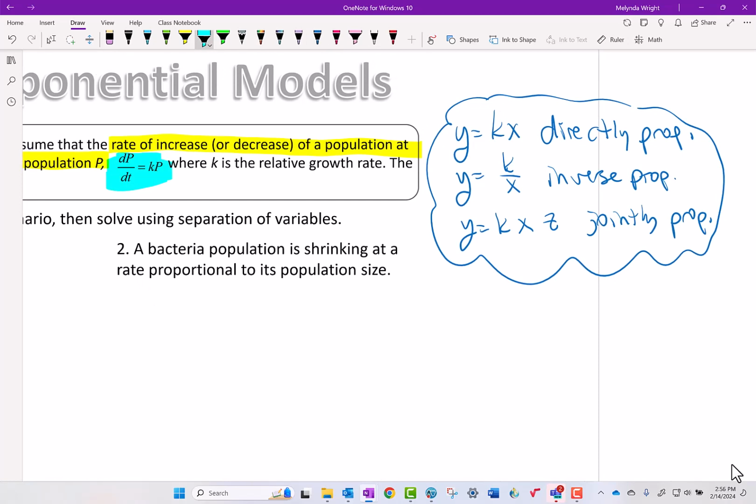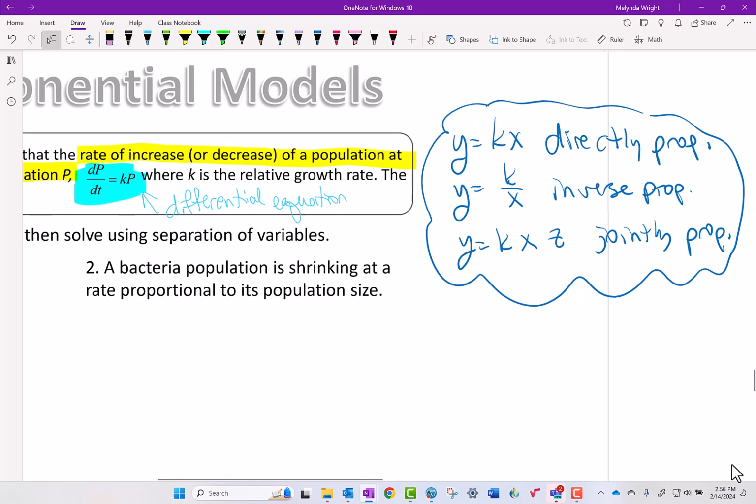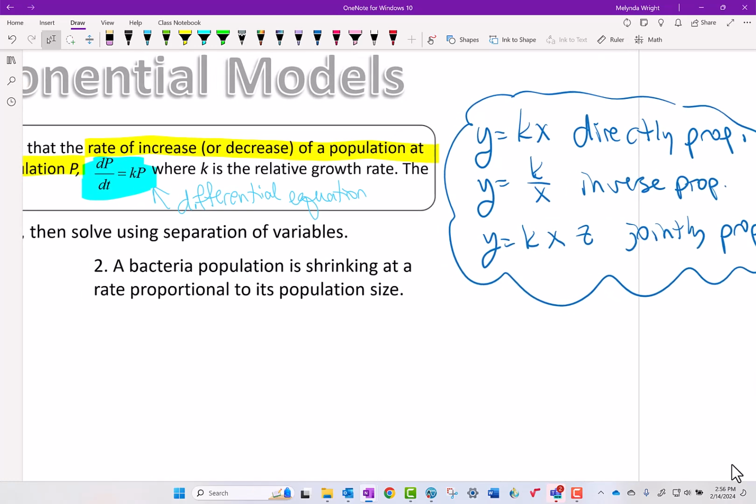The one that I'm highlighting right here is the differential equation. This is the differential equation that goes with exponential growth and decay. This is where you see the direct proportionality. You see that the rate, which is like dP/dt, is directly proportional. The rate of the population is directly proportional to the population.